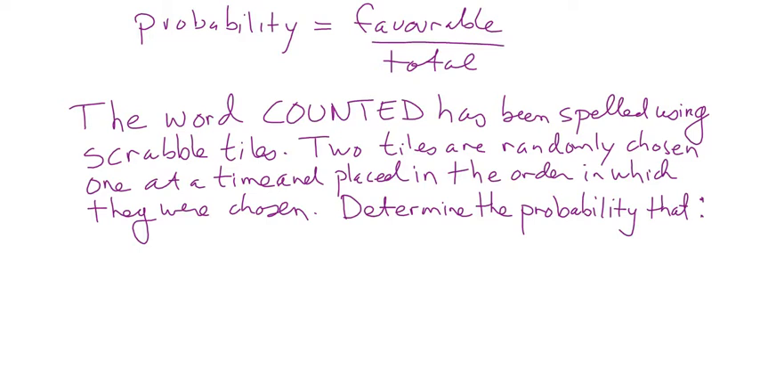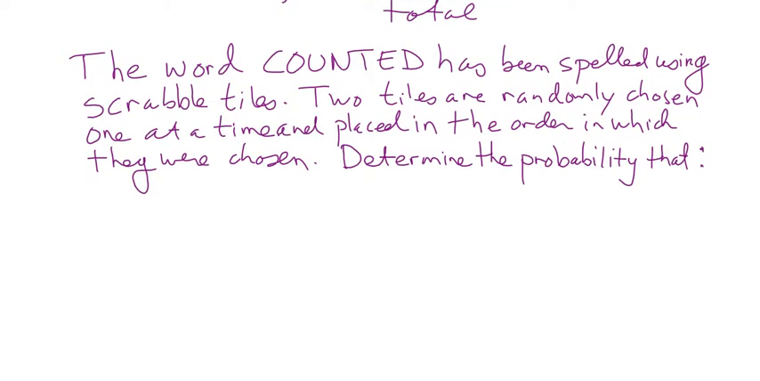Two separate examples. So you've got the letters C-O-U-N-T-E-D on Scrabble tiles. You can think that they're basically placed face down and you mix them all up. We're going to randomly choose two of them and place them in the order in which we draw them. So what does that imply if I say in the order in which? That order matters, right? And we want to determine the probability that A, we get the letter C followed by the letter O.